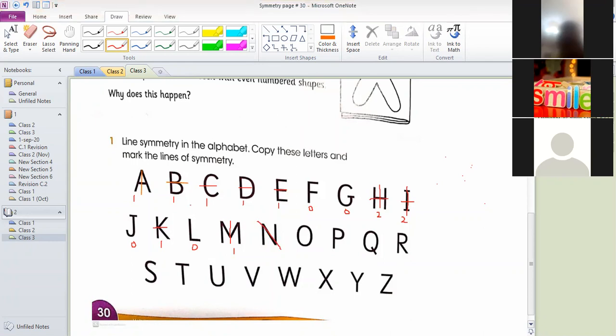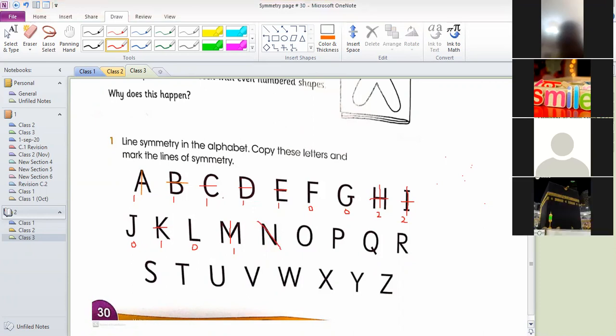Yes, sir. It has symmetry. Guys, look at this end carefully and check this part. This part is the same as the other. Yes or no? Yes, it has symmetry. Yes, it's the same.